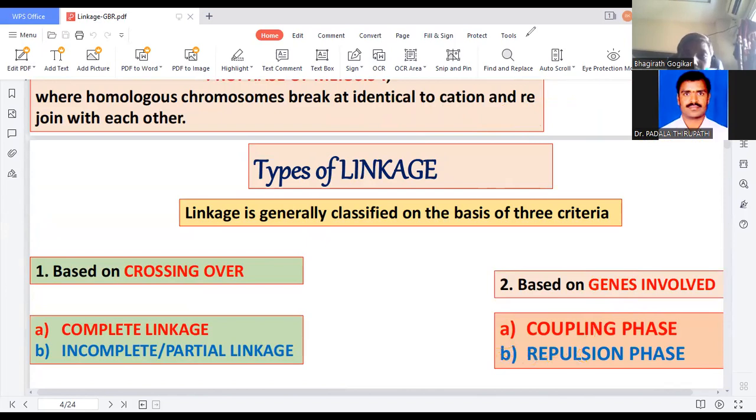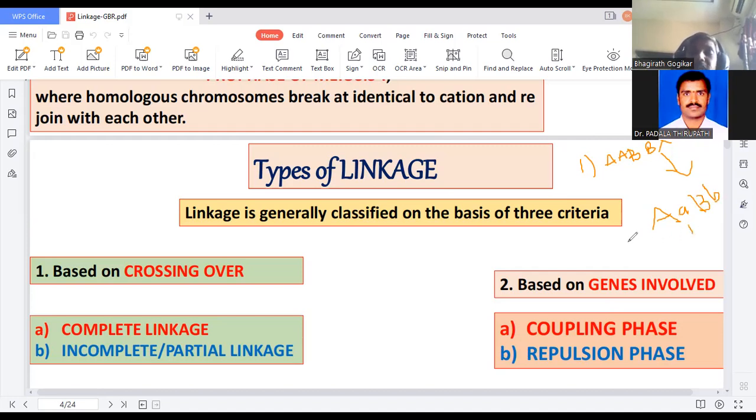Okay, now we take types of linkage. Two types of linkages are there. One is complete linkage, another one is incomplete or partial linkage. Complete linkage means, for example, AABB, this is one parental plant, crossed with recessive, small a small a, small b small b. So we are getting F1, AaBb. You know very well.